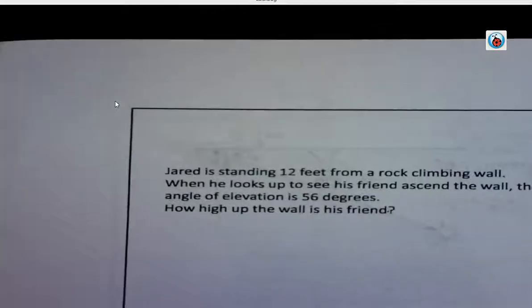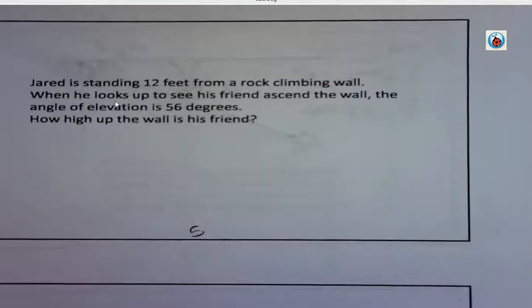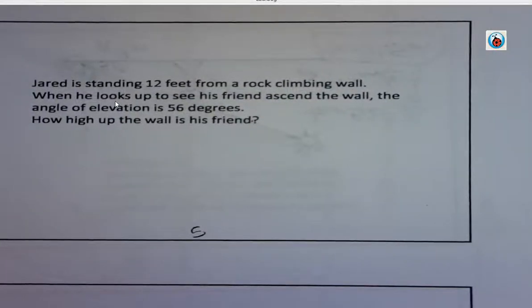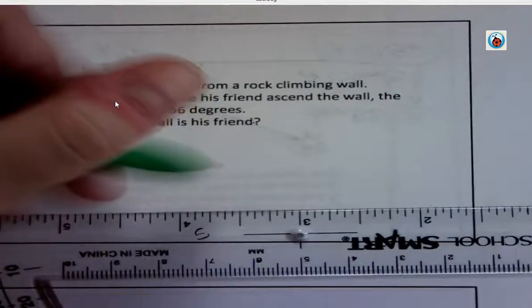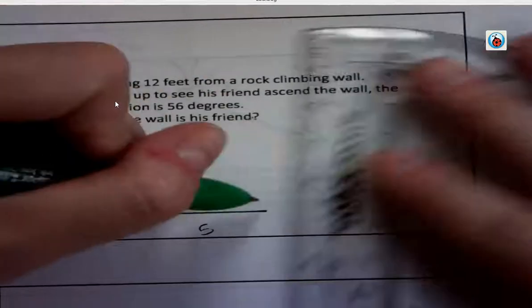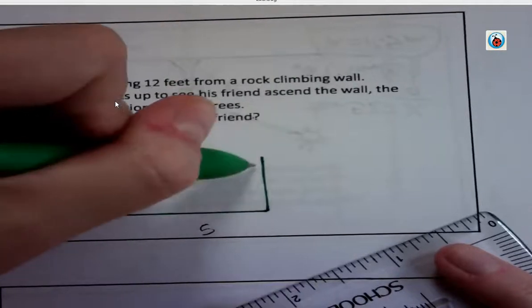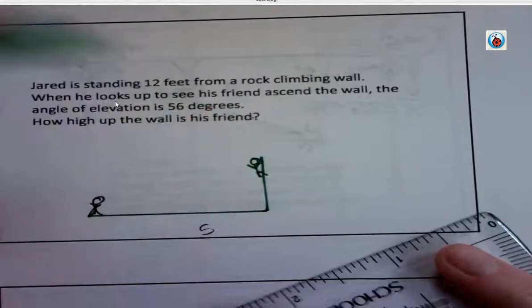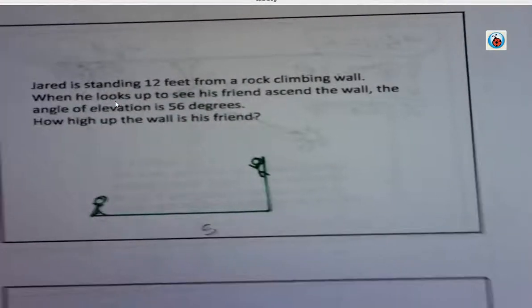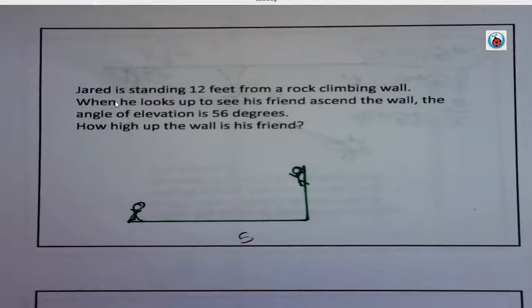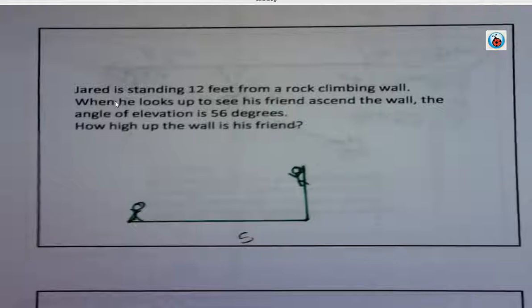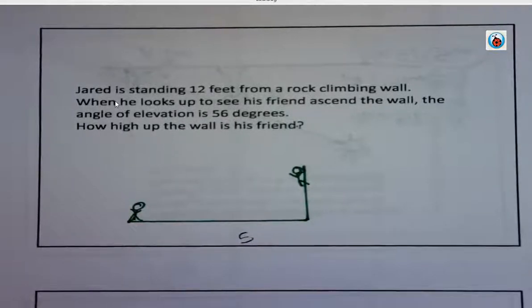3 examples. All right, now we've got Jared, and he is 12 feet from a rock climbing wall. So we're going to go ahead and draw the ground. And we'll draw the wall. And why don't we just go ahead and draw Jared. And then his friend up there on the rock climbing wall. All right, and when he looks up to see his friend go up the wall, he looks at an angle of elevation of 56 degrees.